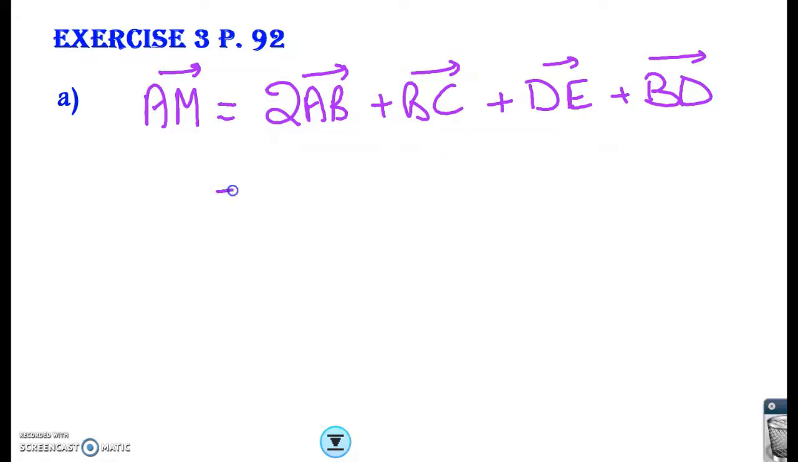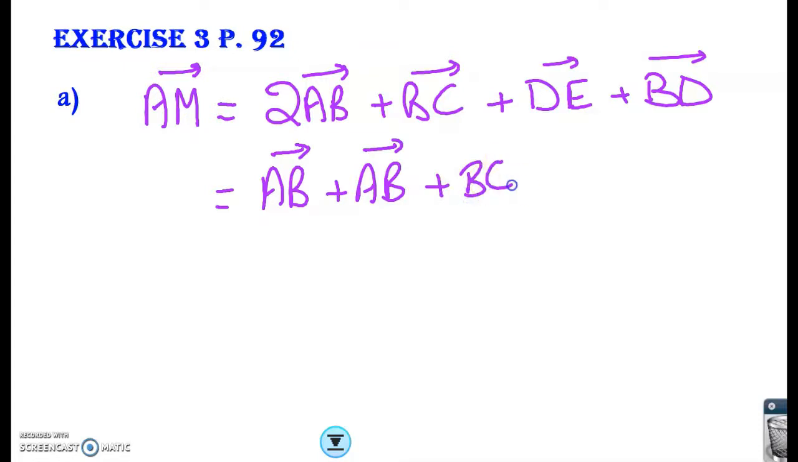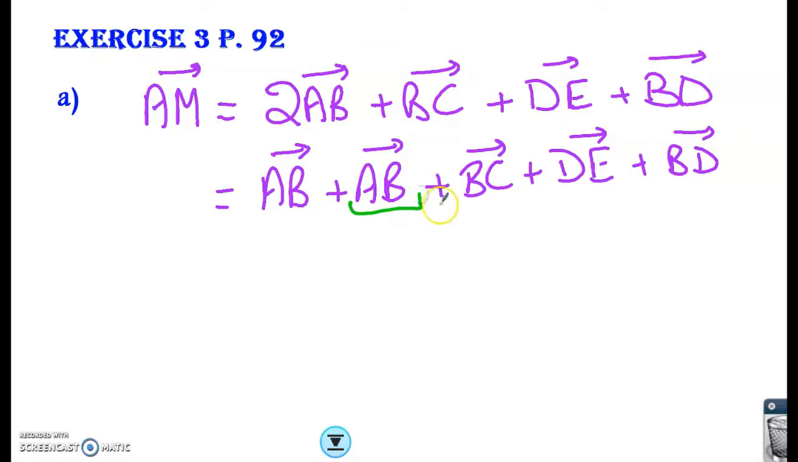What we can do is split this vector. We know that 2AB is AB plus AB. So I can write it as AB plus AB, and I'll copy the remaining vectors: BC plus DE plus BD. Now we can try to apply Chasles's relation. So first notice, as we said, AB plus BC, using Chasles's relation, will give the vector AC.